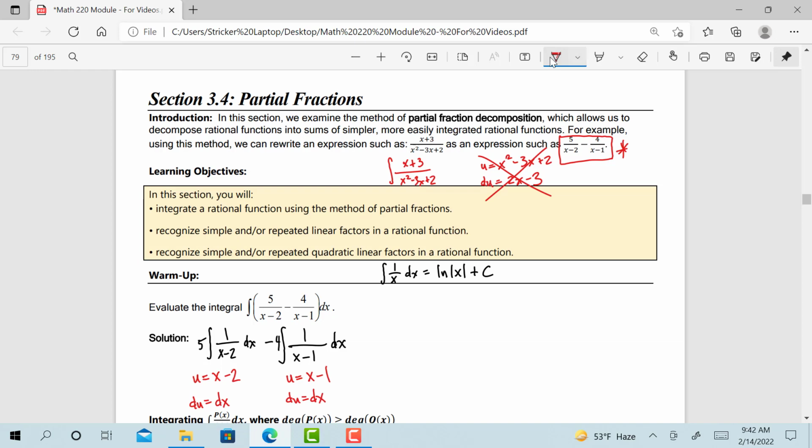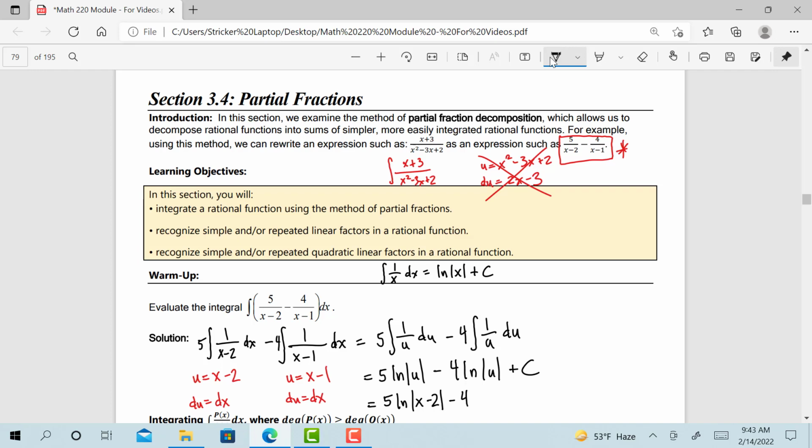So what we end up with after we do the u substitution is 5 times the integral of 1 over u du minus 4 times the integral of 1 over u du. This ends up being 5 times the natural log of the absolute value of u minus 4 times the natural log of the absolute value of u plus c. Doing our back substitution here, we have 5 times the natural log of the absolute value of x minus 2 minus 4 times the natural log of the absolute value of x minus 1.